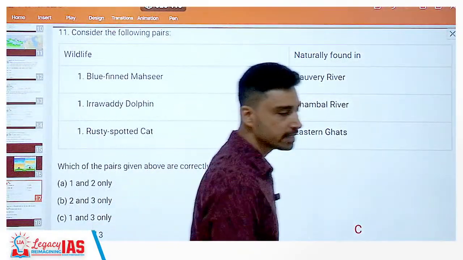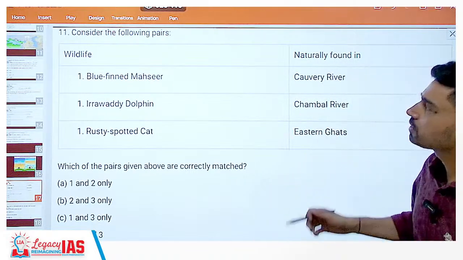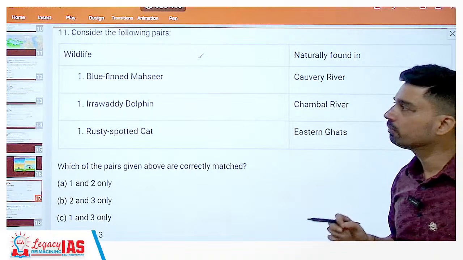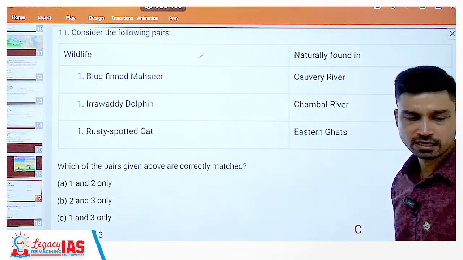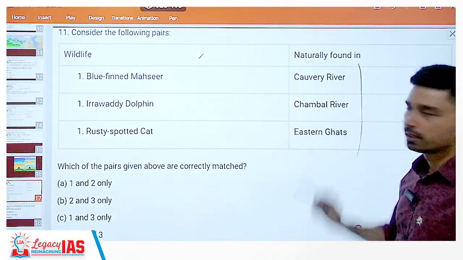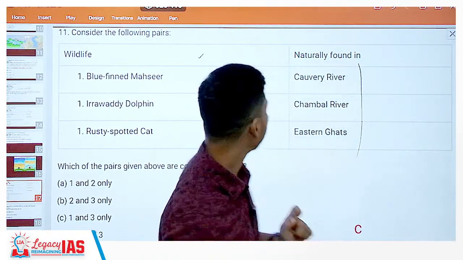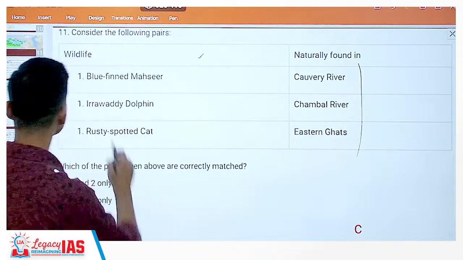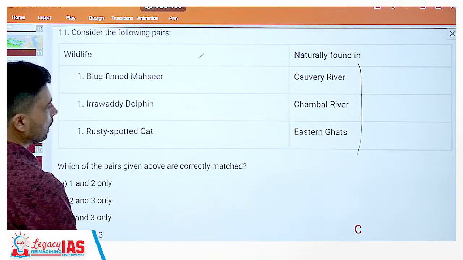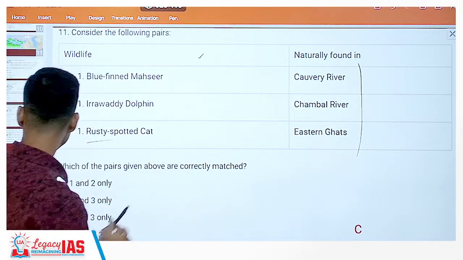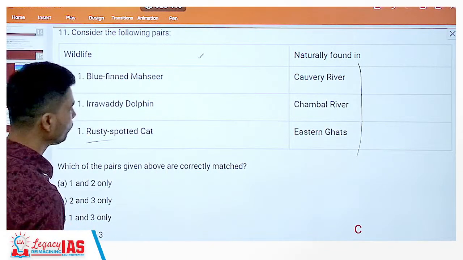Again, we have a match the following kind of question where, on one side, names of different animal species are given, basically fish species and others, and on the other side, the rivers or regions these species are naturally found in. So we have blue finned mahseer, Kaveri river; Irrawaddy dolphin, Chambal river; and rusty spotted cat, in the Eastern Ghats. Which of these are correct?